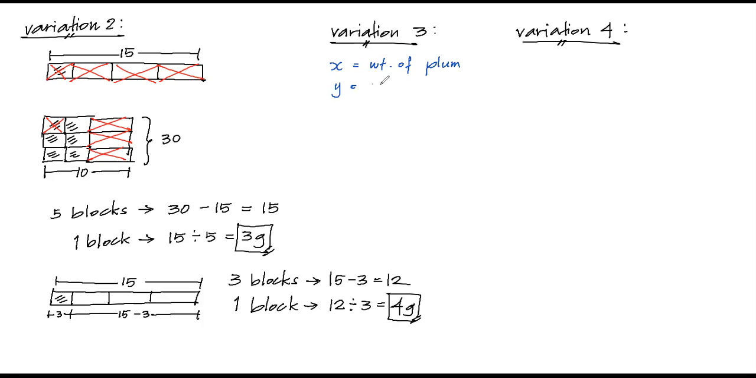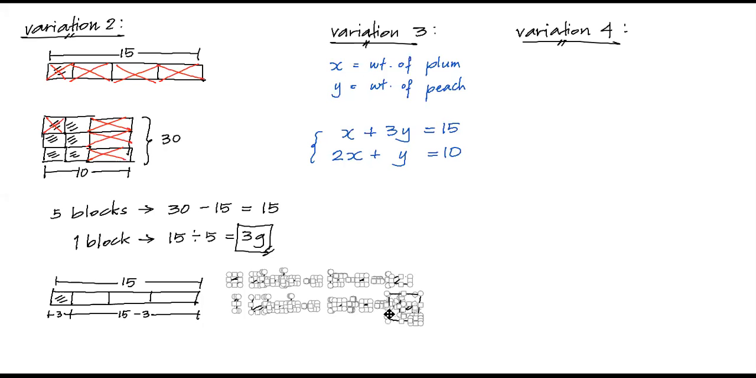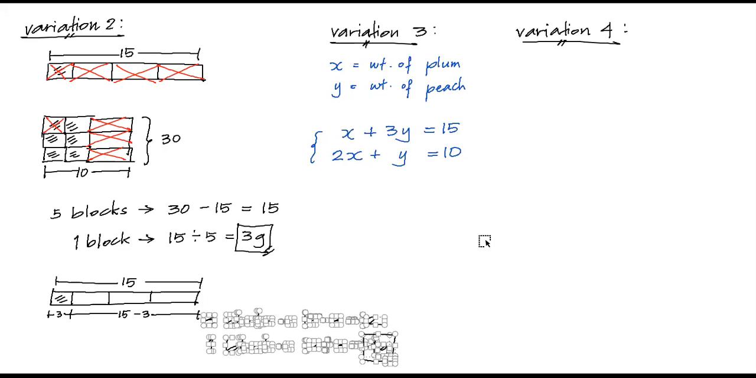Y will be the weight of a single peach. Now, one plum together with 3 peaches weighs 15 grams, but 2 plums together with 1 peach weighs 10 grams. Now, you will be able to solve this equation in such a way. What will happen instead is you need to eliminate. Teacher, how to do that?